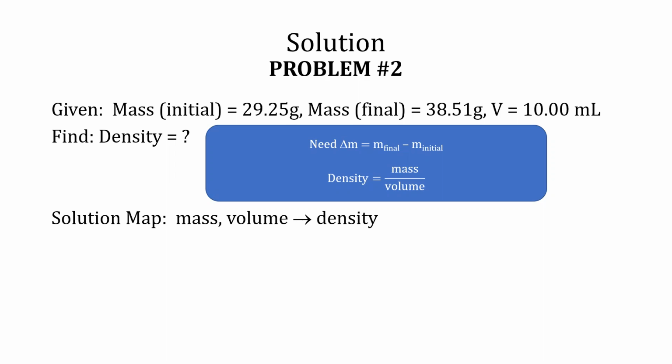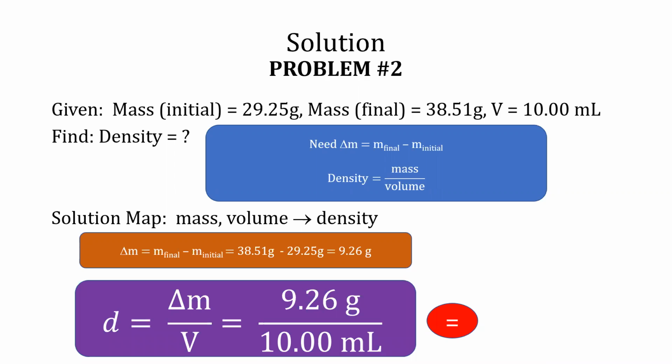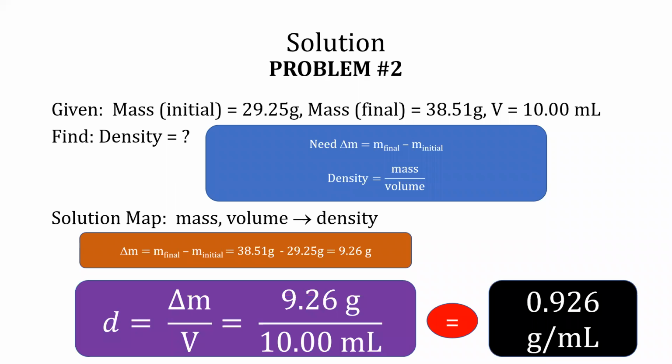The mass of the liquid is 30.51 g minus 29.25 g equals 9.26 grams. The density of the liquid is found by taking 9.26 grams and dividing by 10 ml, for a final density of 0.926 grams per ml.